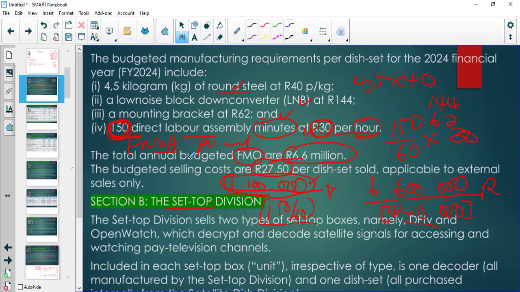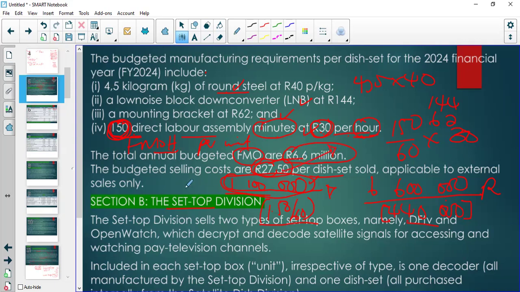Okay, we are given the selling price, right? We are given the selling price. So the budgeted selling cost is 27 rand 50 per dish set. So that's going to be a variable selling cost, because variable costs are going to vary per unit. All right, they vary per unit. So that means that this is going to be a variable cost.